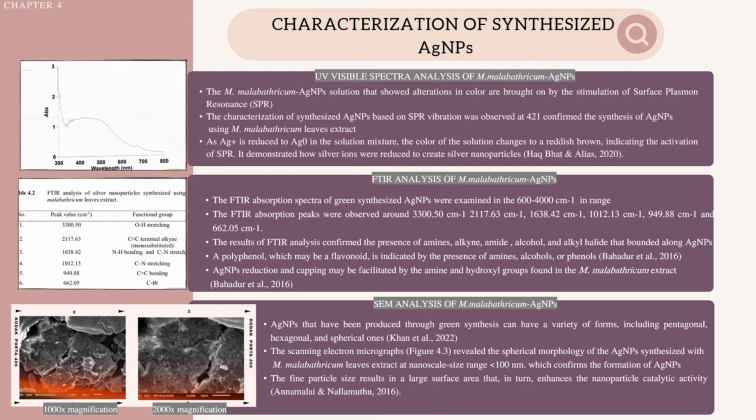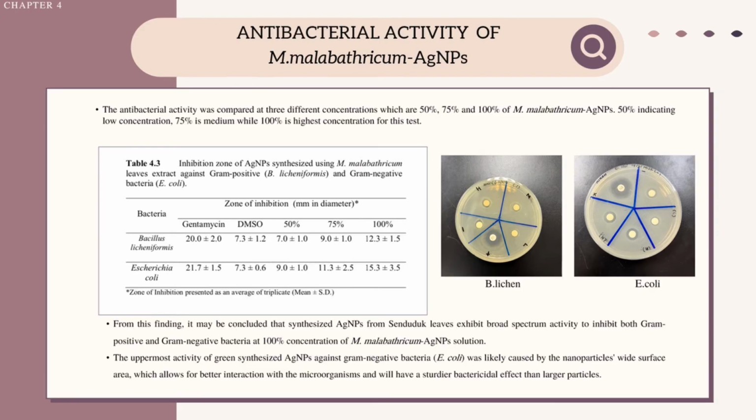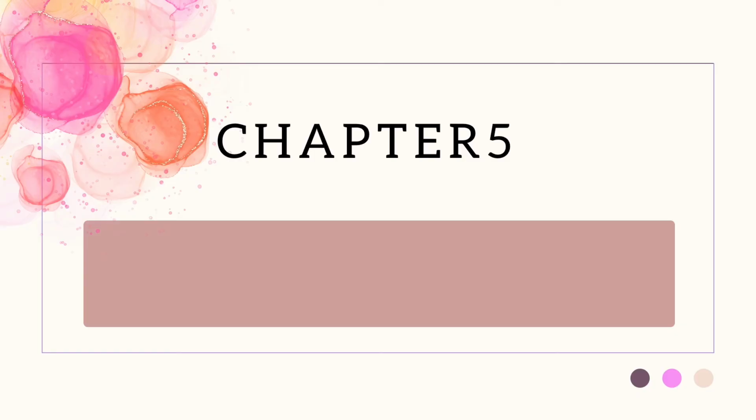Lastly, for the SEM analysis of Melastoma malabathricum silver nanoparticles, the scanning electron micrograph revealed a spherical morphology of the silver nanoparticles synthesized with Melastoma malabathricum leaf extract at nanoscale size range not more than 100 nanometers, which confirmed the formation of silver nanoparticles. The antibacterial activity was compared at 3 different concentrations, which are 50%, 75%, and 100% of Melastoma malabathricum silver nanoparticles. From this finding, it may be concluded that silver nanoparticles synthesized from Melastoma malabathricum leaf exhibit broad spectrum activity to inhibit both gram-positive and gram-negative bacteria at 100% concentration of the nanoparticle solution.